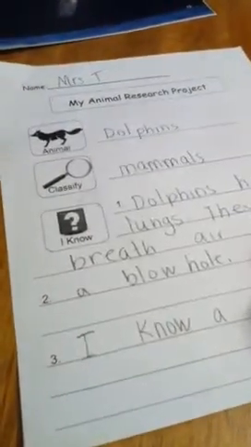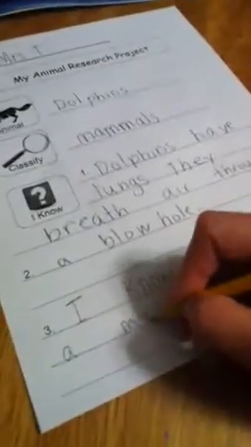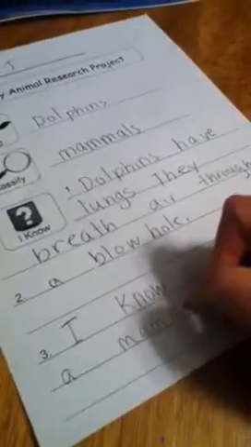I know a dolphin is a mammal because it moves.